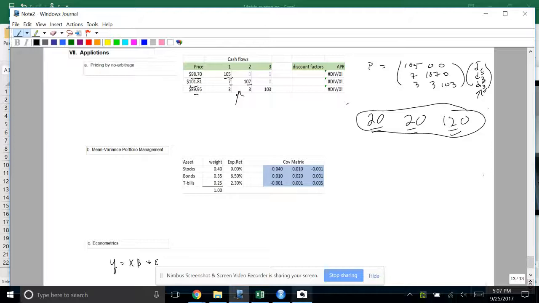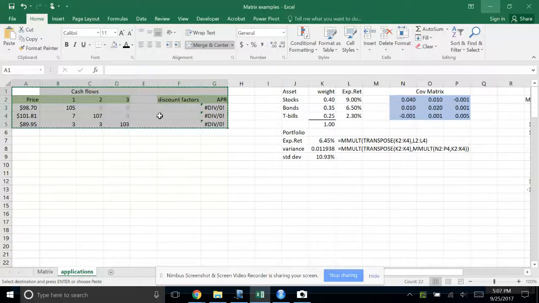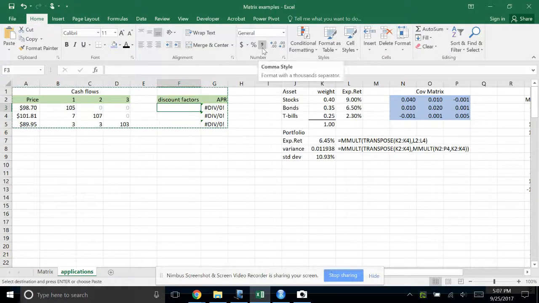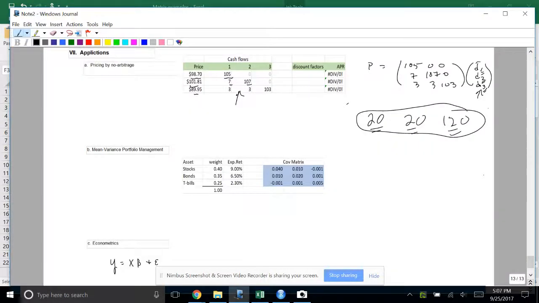Well, one thing we can do, let's go to Excel. We have P equals CF times the vector of discount factors. So we pre-multiply by the inverse of C on both sides. And so we get D is equal to the inverse of the cash flows times the price. So let's see what that is.